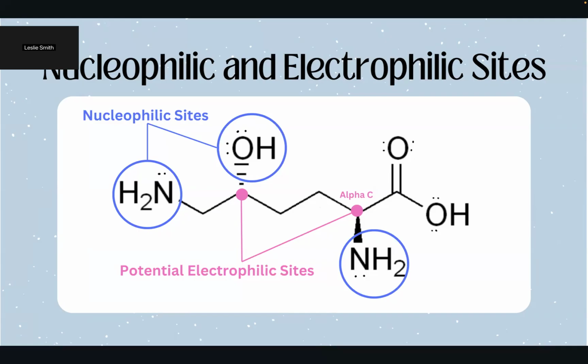Additionally, the alcohol group can also be considered a nucleophile, even if it is less reactive. The oxygen atom in this group can behave as a nucleophile due to its lone pairs of electrons. However, the amines are more nucleophilic than the alcohol due to their chemical environment and physiological conditions.